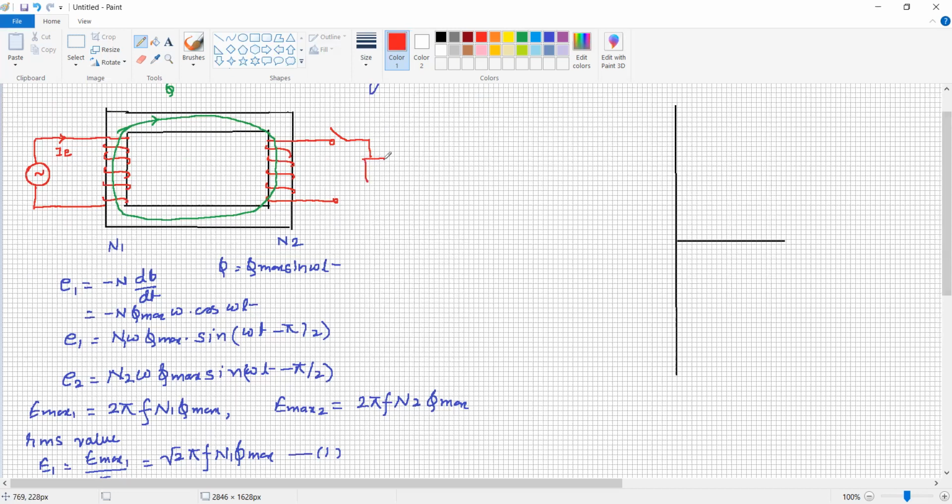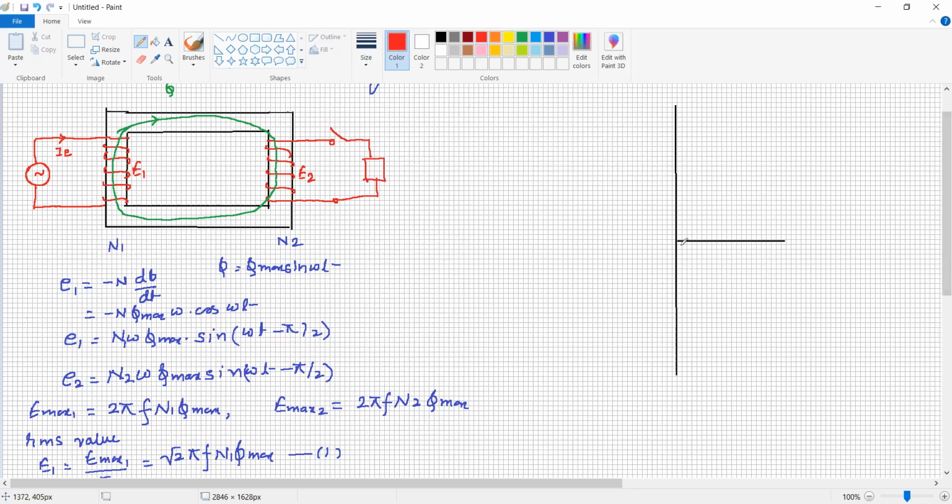A small load is connected to the secondary of the transformer. So here the EMF induced is, say, E1, which is opposite to the supply voltage, and here the EMF induced is E2. Okay, so we can represent this in the case here.